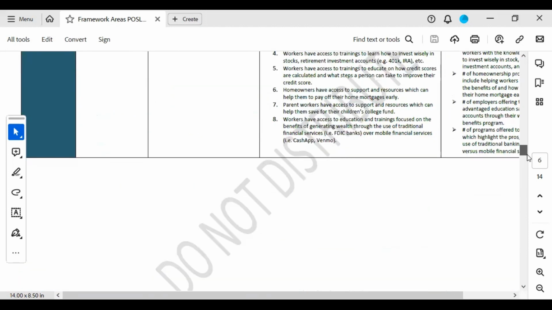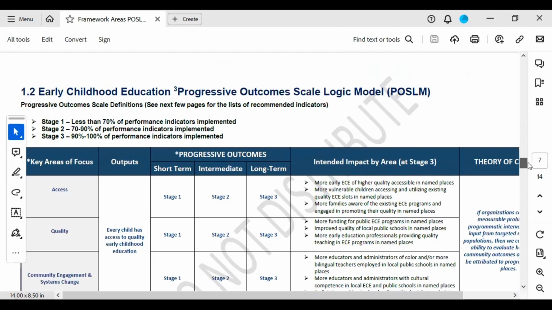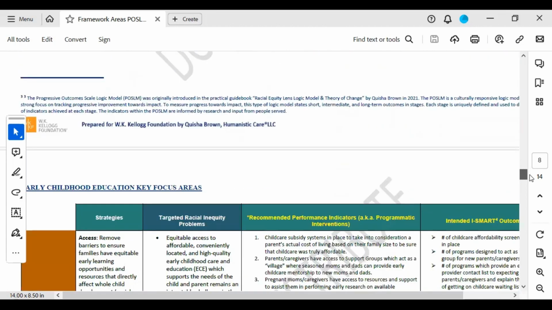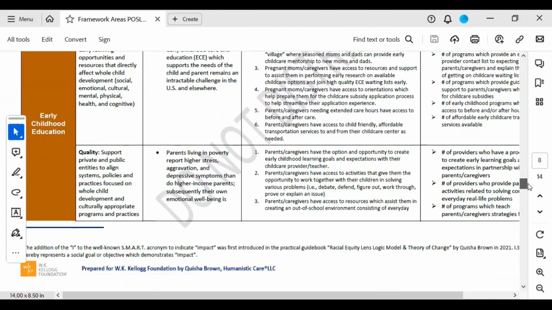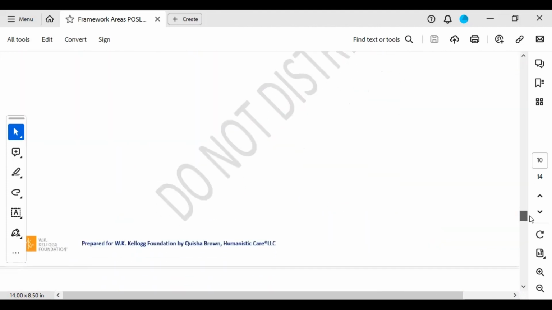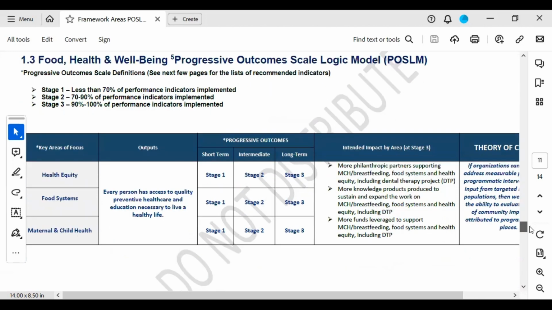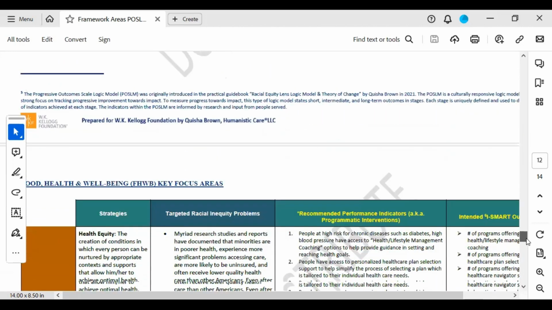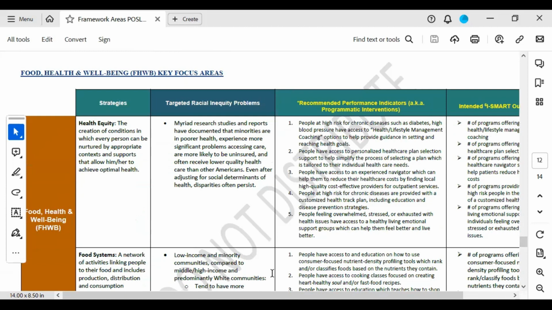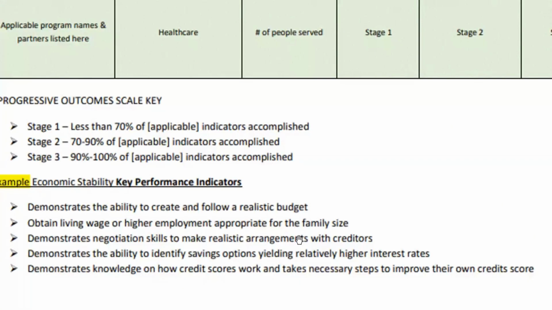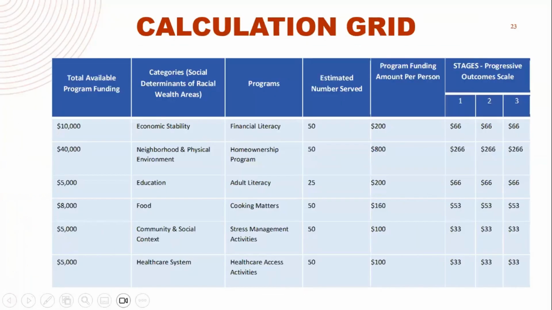When we scroll down, we'll see early childhood, key focus areas for early childhood, and we'll see several different indicators under there. And then for the last one, food, health, and well-being, we'll see the same setup. So as you can see, the progressive outcome scale logic model is very versatile and can be used for just about any industry. And it can also be used to create systems change indicators. I'd like to show you now how you can successfully connect your dollars to your outcomes.